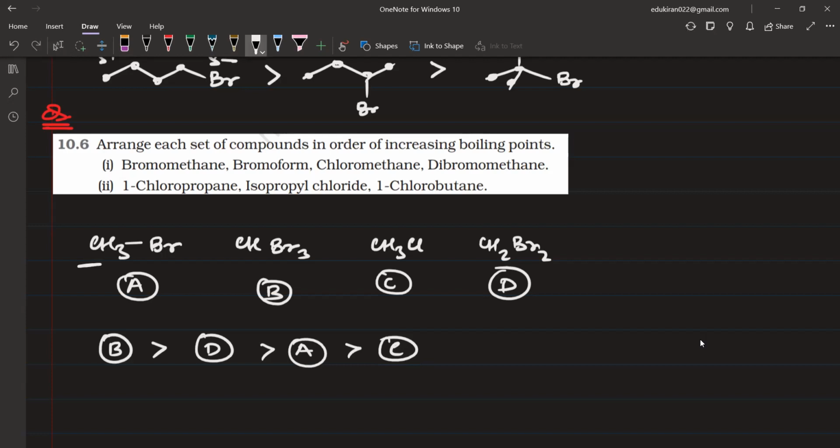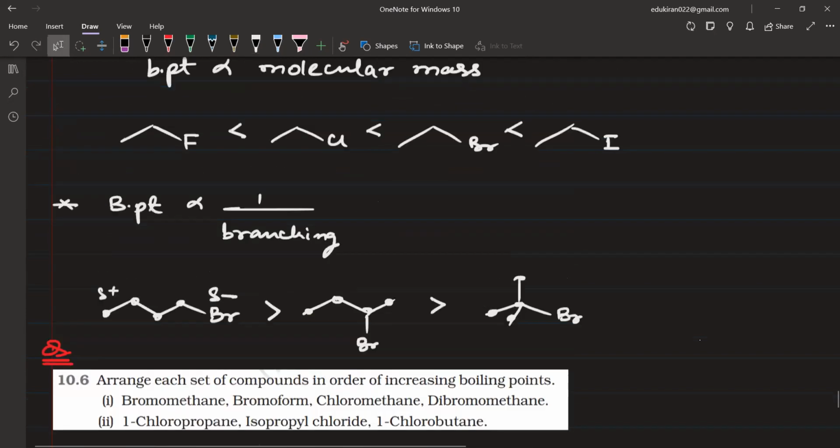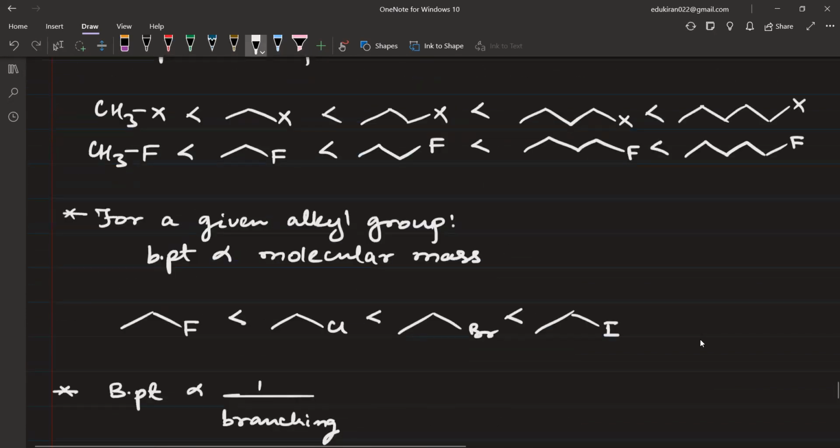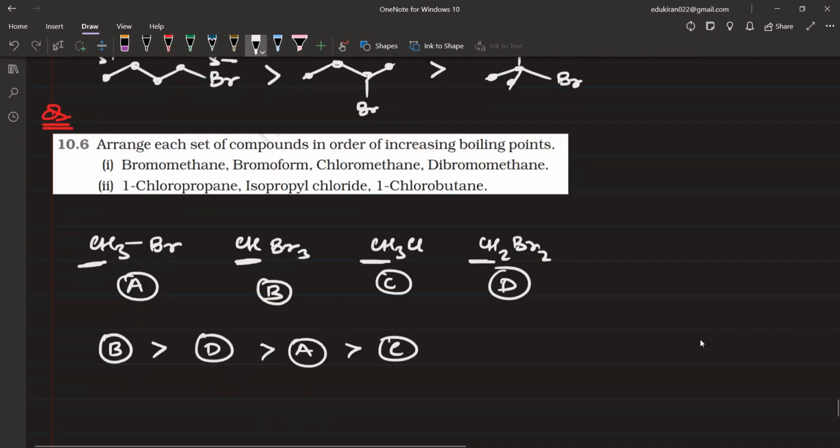Because you can see only one carbon atom in each of them. So what we have seen is that for a given alkyl group, that means the alkyl group is methyl, all of them are methyl. This is methyl, this is also methyl, this is also methyl, and this is also methyl. So if you have the same alkyl group, then it is going to depend on the molecular mass. Write this down.